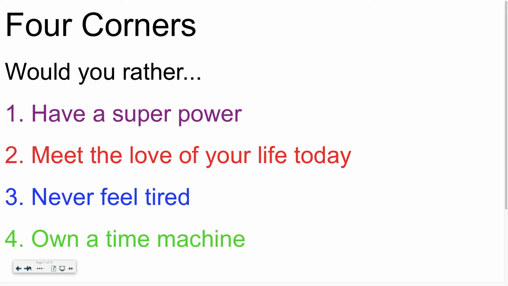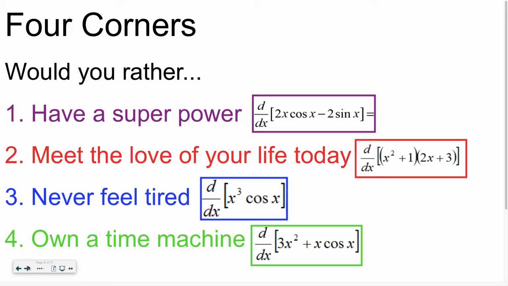Okay, based on your answer, and please, I don't want you to be working all by yourself. Work together on these. Group number 1, you have the derivative of 2x cosine of x minus 2 sine x. Group number 2, you have the quantity x squared plus 1 times the quantity 2x plus 3. Group 3, you have the derivative of x cubed cosine of x. And group 4, you have 3x squared plus x times cosine x.